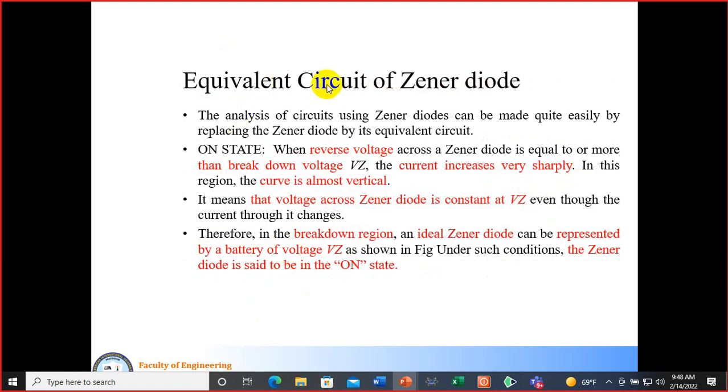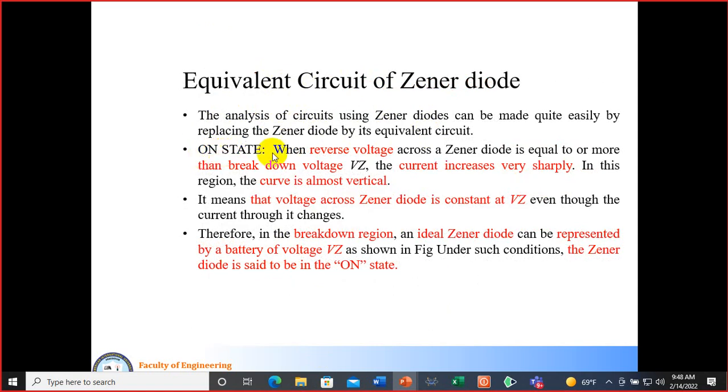So what is the equivalent circuit of a zener diode? The analysis of circuits using zener diodes can be made quite easily by replacing the zener diode by its equivalent circuit. What is the on state? Two states I will consider. One is the on state, the other is the off state.